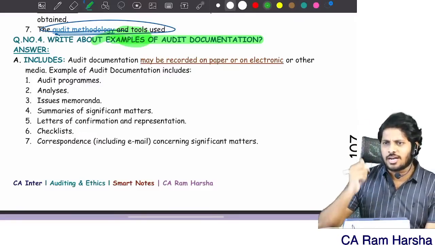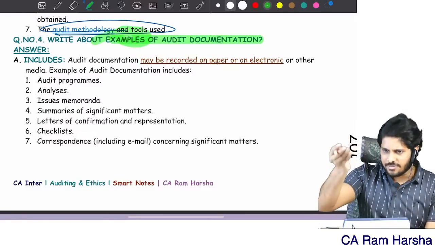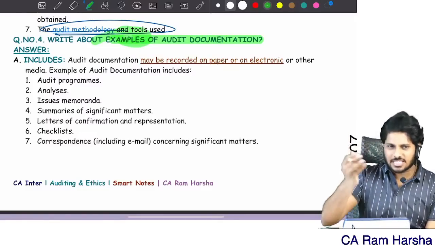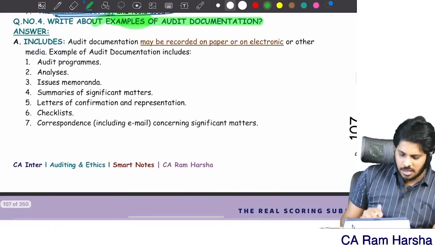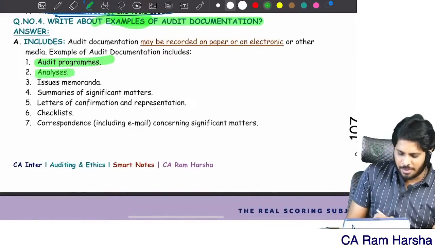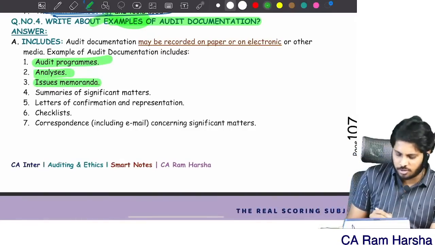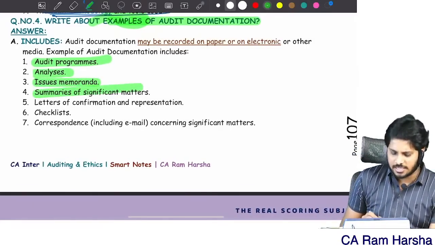Examples means what all I will document. Whatever queries I am issuing, I will document. Whatever evidence I am gathering, I will document. External confirmations I will document. Audit program I will document. Audit program plan and strategy I will document. My analysis I will document. Issues memorandum, meaning queries memorandum, I will document. Summaries of significant matters I will document.